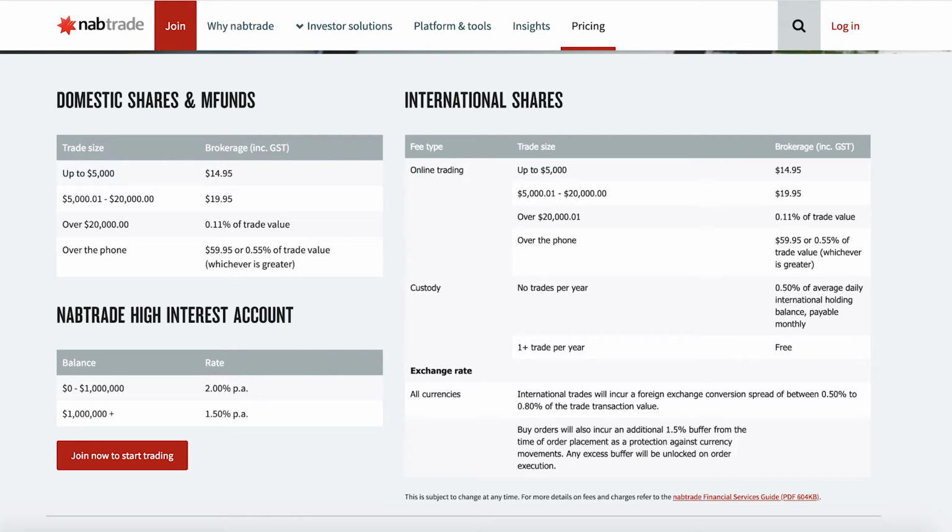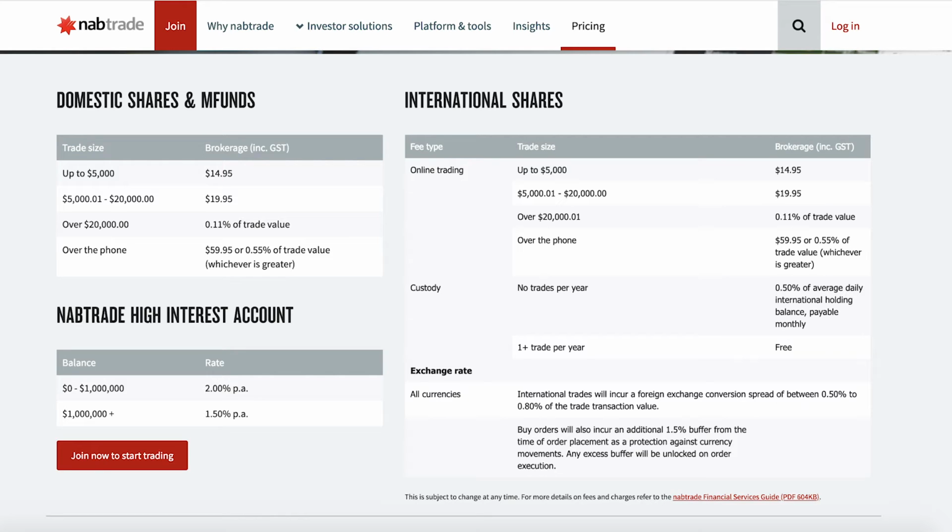But that essentially means that if you're going to invest $5,000 on a NAB trade, it's going to cost you somewhere between 0.8 and 1.1%, which is somewhere between $40 and $55 per trade. So ComSec was $50 per trade and NAB is $40 to $55. So fairly similar in terms of the overall cost when you add brokerage and foreign exchange together.